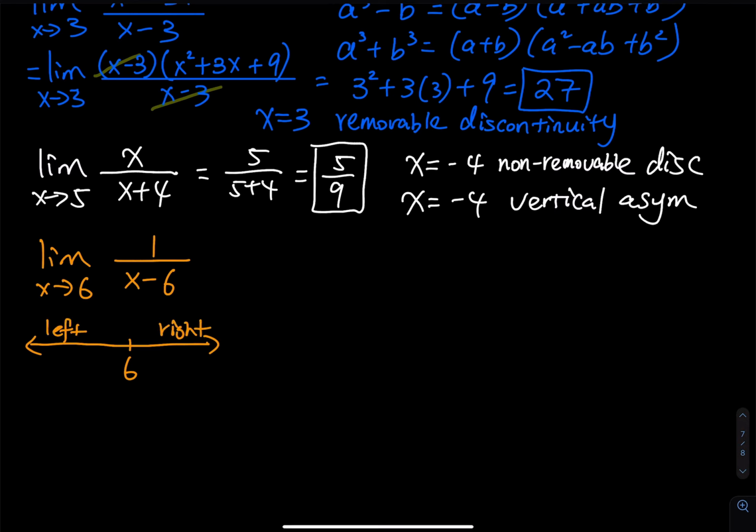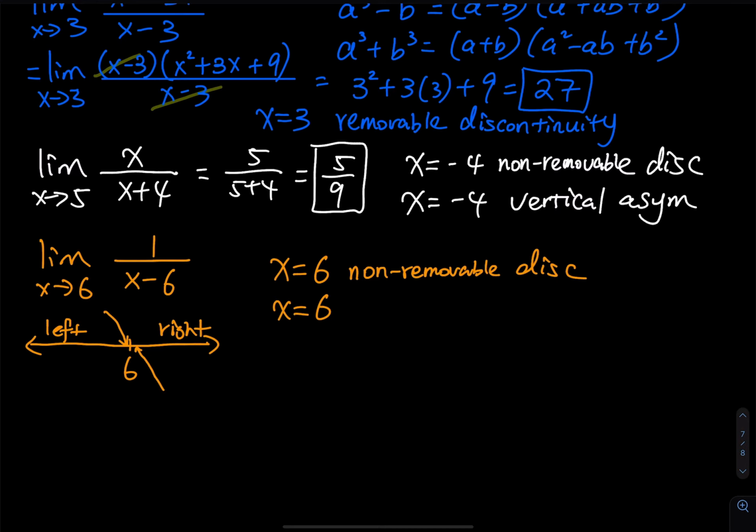On the left hand side, I want to pick a number that is extremely close to 6 and slightly less than 6. On the right hand side, pick another number that is extremely close to 6, but slightly greater than 6. Before we pick anything, we have to say x equals 6 is a non-removable discontinuity, and x equals 6 is a vertical asymptote.